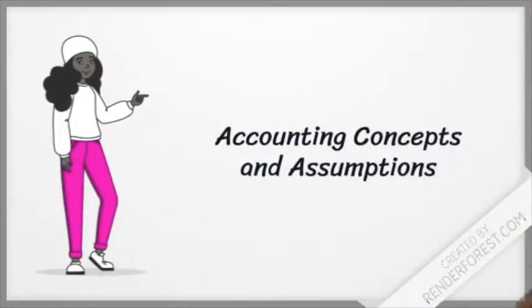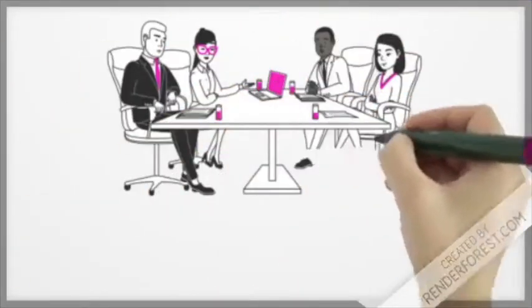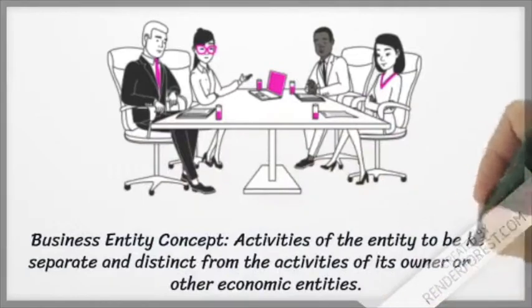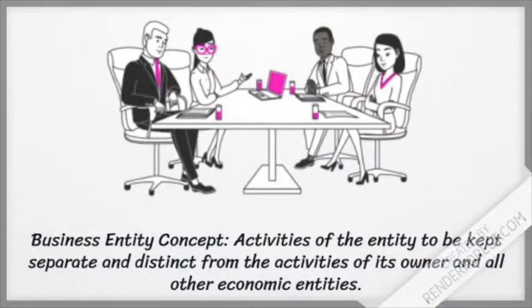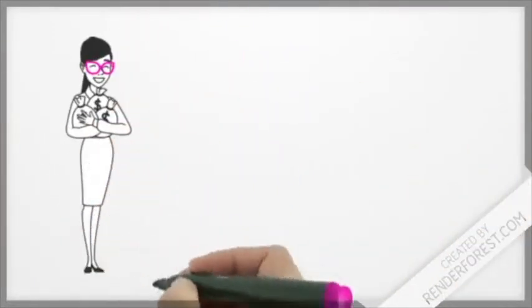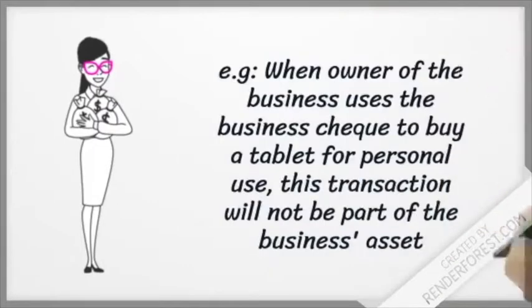The next slide is accounting concept and assumption. The first one is business entity concept. This assumption requires that the activities of the entity be kept separate and distinct from the activities of its owner and all other economic activities. For example, when the owner of the business uses the business check to buy a tablet for personal use, this transaction will not be part of the business asset because personal can't mix with business.